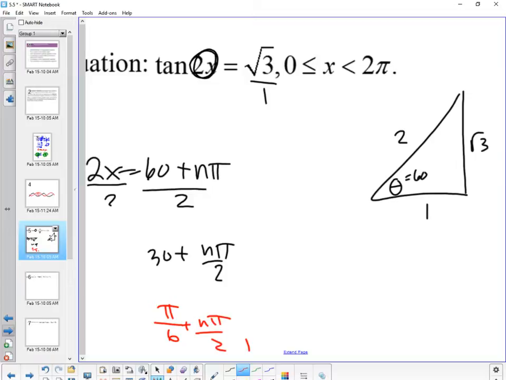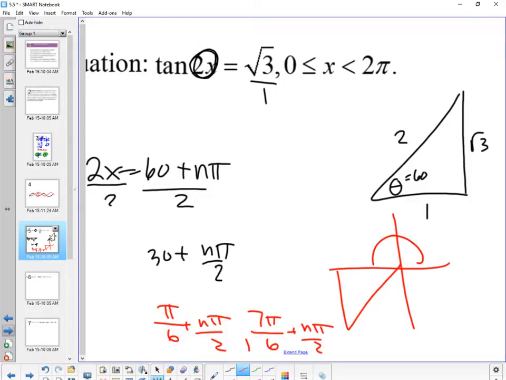And then what would happen again? 60 degrees, it would happen on the negative side. It would happen down here in quadrant 3, which would be 210, 7 pi sixths, right? Plus n pi halves. Because this is going to be 6 of them, plus one more would make you 7 pi sixths. Yeah, 180 plus 30 is 210.